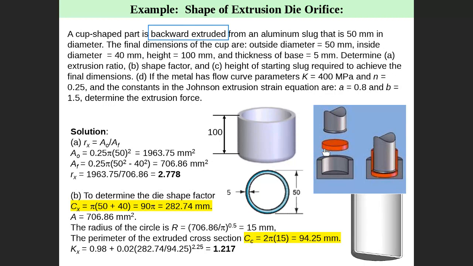This is a question. What is the height of the starting slug? Actually, volume is constant. You start with a certain volume, you end with the same volume. So this volume must equal this volume, right? So we need to know the diameter is 50. We need to know the height of the starting slug.